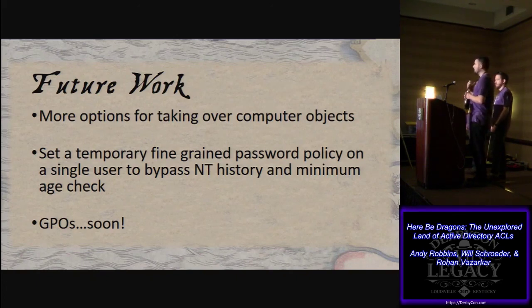However, Vincent is currently working on a project for, instead of pulling information from a domain controller with DCSync, pushing information to a domain controller, which I believe will bypass that password history check. Until then, what you could do is set a fine-grained password policy that affects just that one user so that you bypass the password reuse and history requirements, then go through all that and then remove the fine-grained password policy.